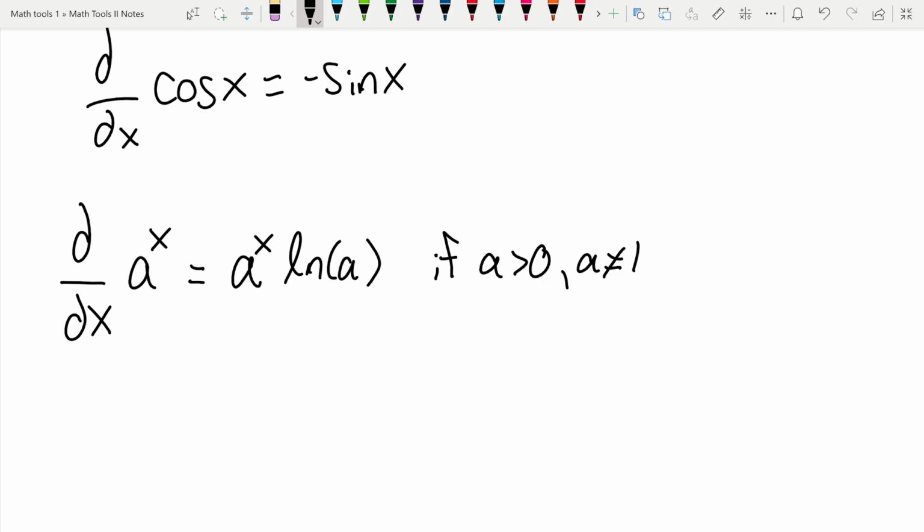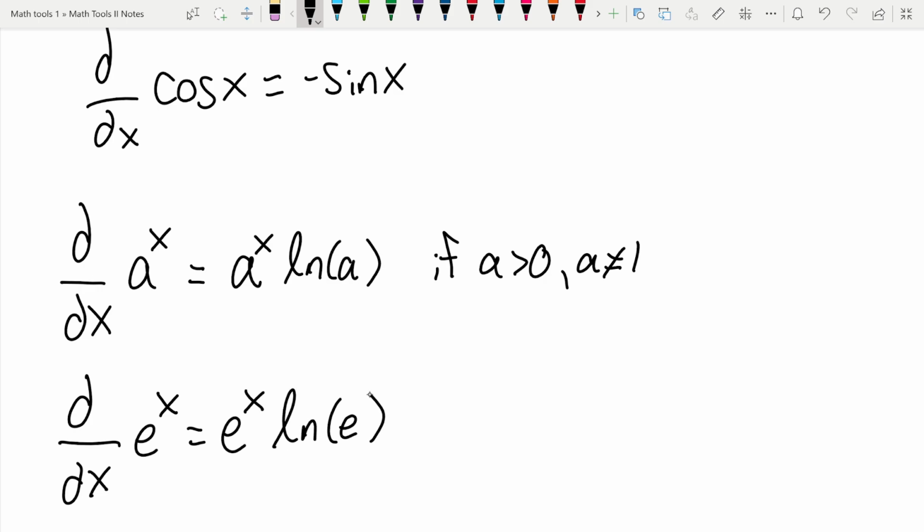This one in general is important, but the more important version of this is e to the x, specifically e to the x. This implies that the derivative of e to the x is e to the x times natural log of e. Natural log of e is just 1, so this is equal to e to the x. In other words, e to the x is its own derivative.